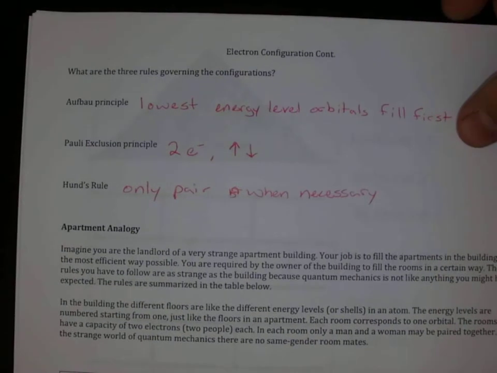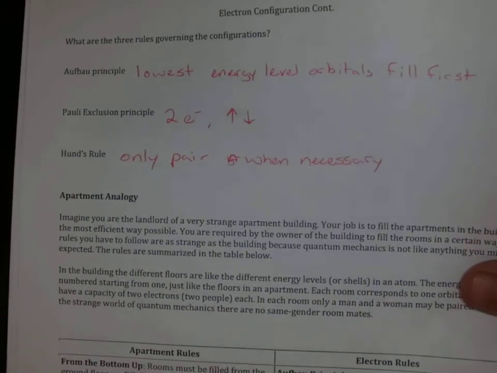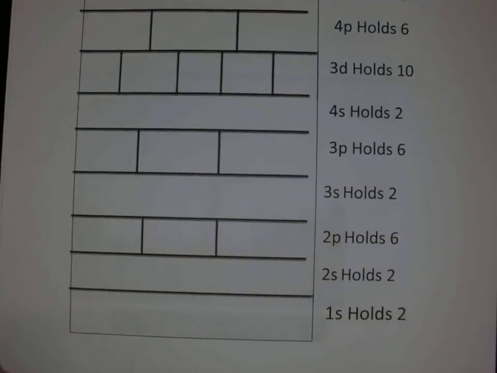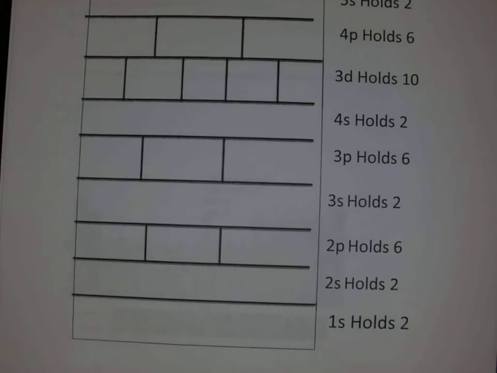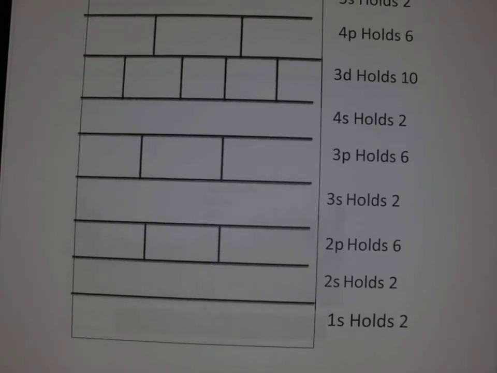Okay, so we're going to use an apartment analogy to kind of understand this, okay? So we're going to flip over to the next page, and we're going to fill this in together, right? So our rules, we've got a really weird apartment, really weird apartment with a really weird landlord, and he says that we can only fill in using these rules, okay? So obviously we're going to fill from the bottom up.